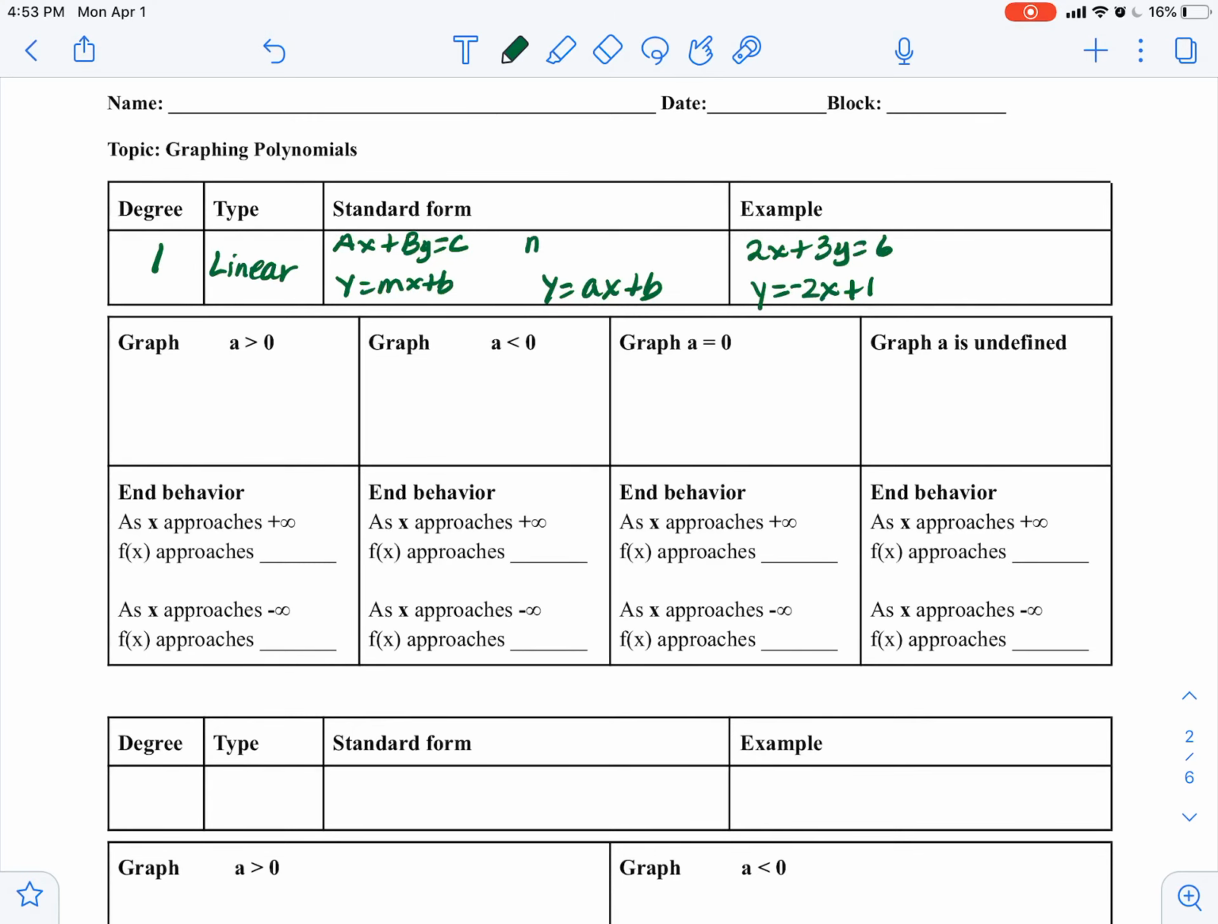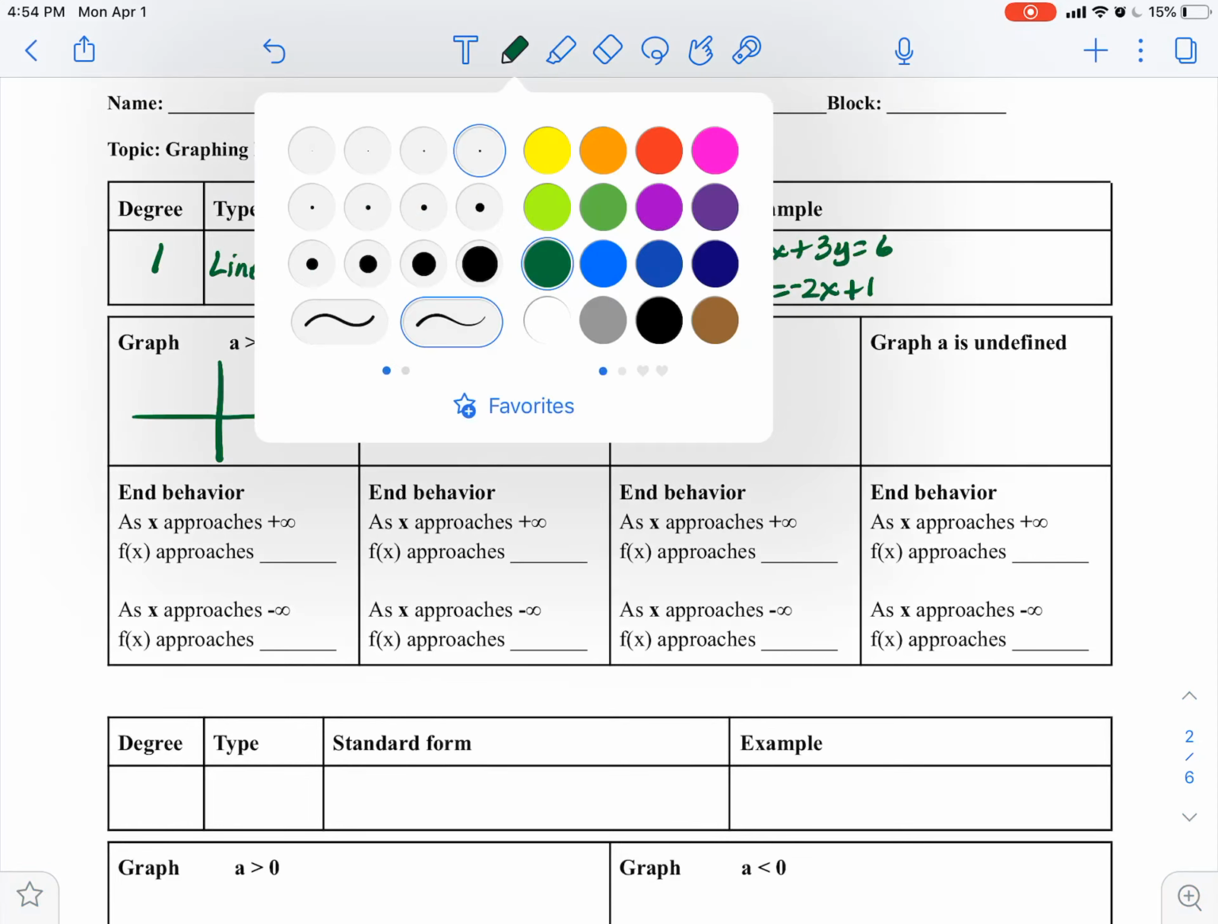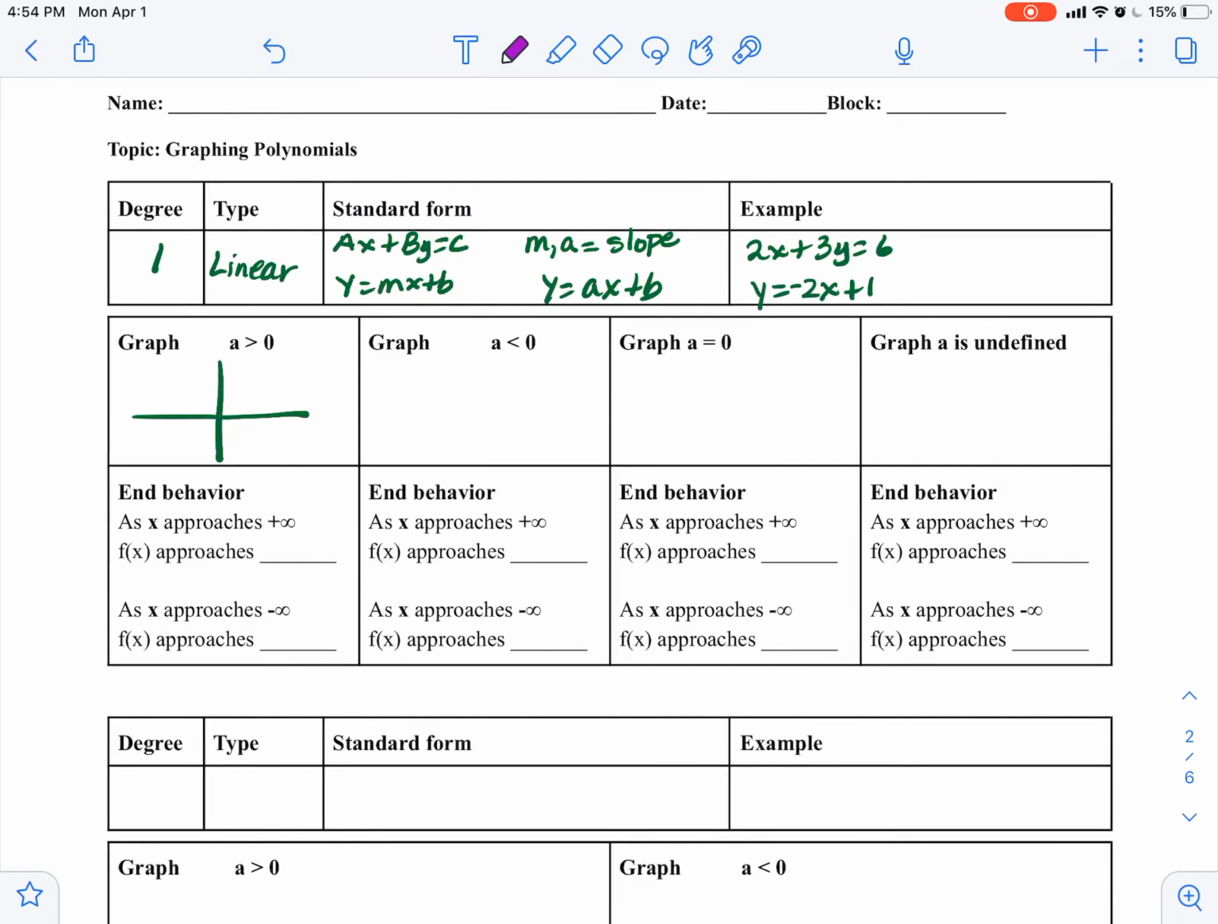So I'll note that up here. m or a equals slope. Okay, however you want to do m and a or however, either one of those are your slope. So if I have a positive slope, what's the graph going to look like? And hopefully you know what a positive slope line looks like. We're going to have something that looks like that. Now, we do call this a lot of times an oblique line. Okay, so just know a positive slope, oblique line.